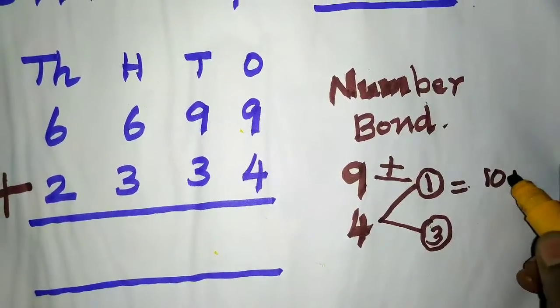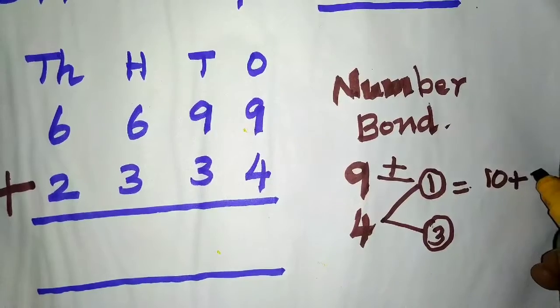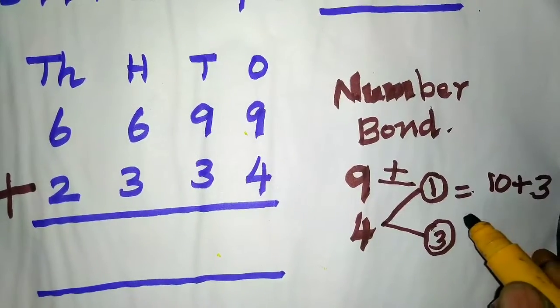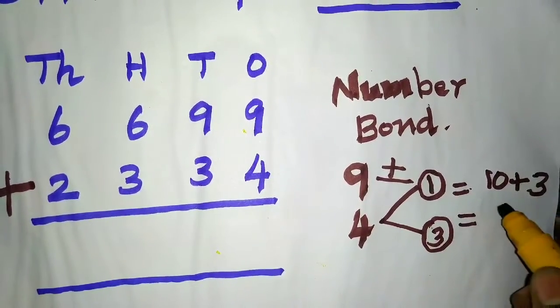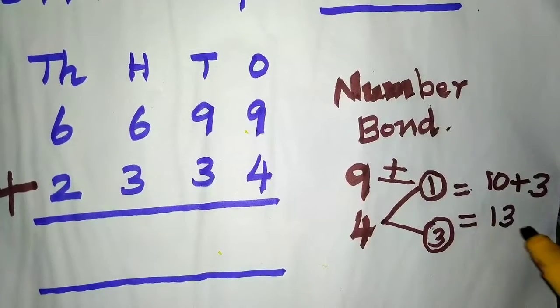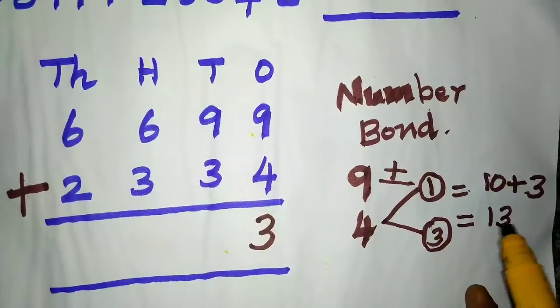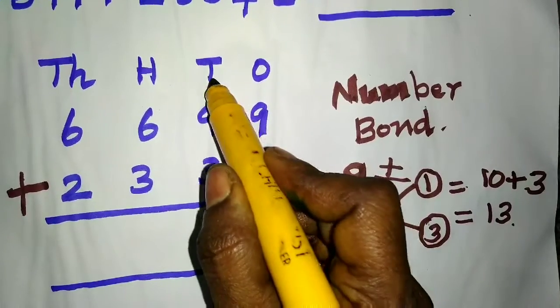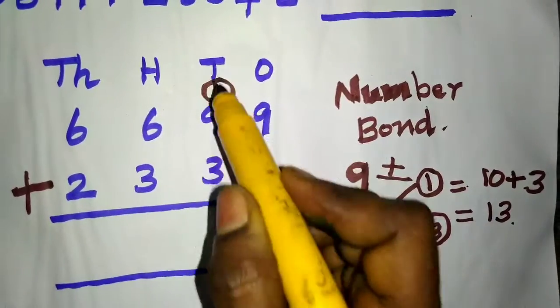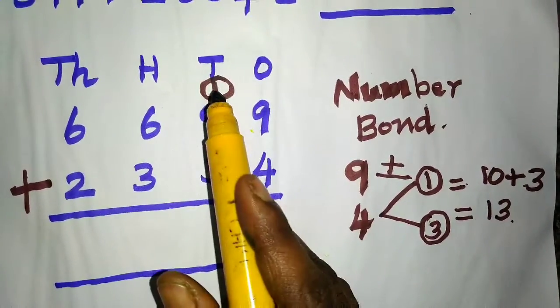10 plus the remaining value 3, so you have to add that value. 10 plus 3 makes 13. From 13, 3 ones are there, so you have to write it as 3 in ones place. 1 ten is there, so regroup the value 1 to tens place. That means carry over to the tens place.